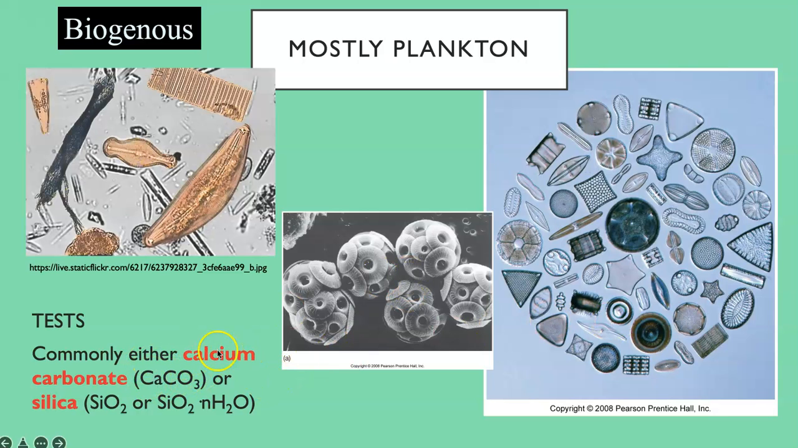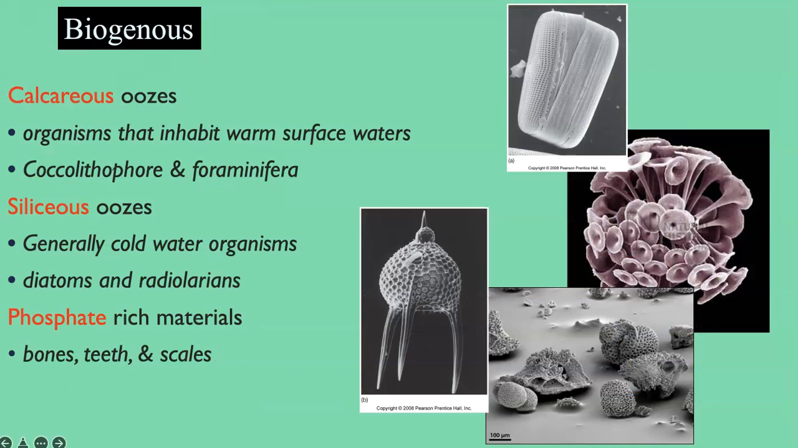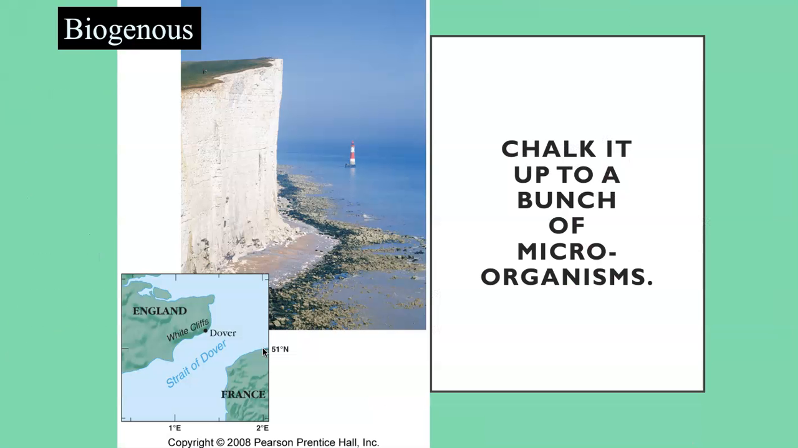They're commonly made of either calcium carbonate, which we're going to learn is also called calcite and is a part of what makes up limestone, or silica, which you can think of as something very resistant like quartz. So we can have calcareous oozes, which have a lot of the calcium carbonate types of shells, siliceous oozes, which have a lot of the silica shells, and then there's also phosphate material such as bones, teeth, and scales. And these are just pictures here of these microscopic plankton.